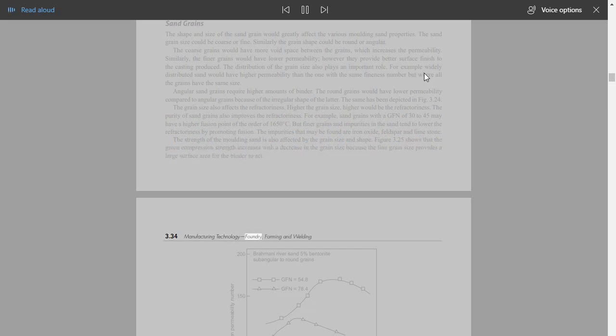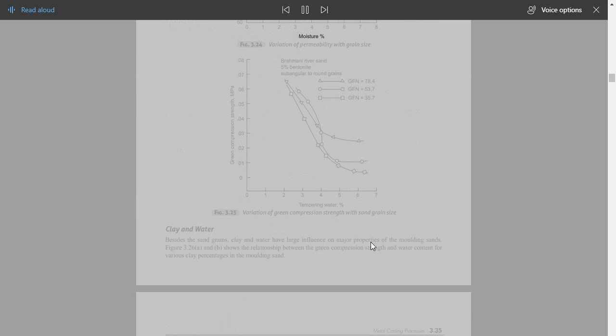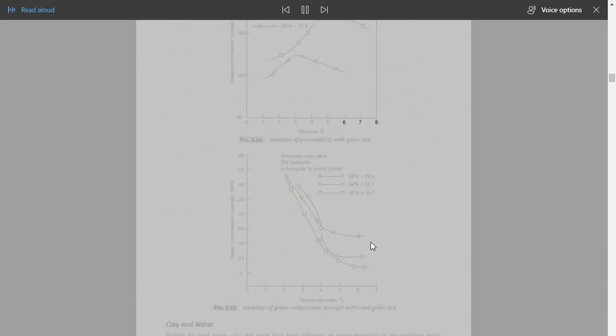Brahmani river sand, 5% bentonite, subangular to round grains. GFN equals 54.8. Green permeability number. GFN equals 78.4. Fig. 3.24 Variation of permeability with grain size. Brahmani river sand, 5% bentonite, subangular to round grains. GFN equals 35.7.